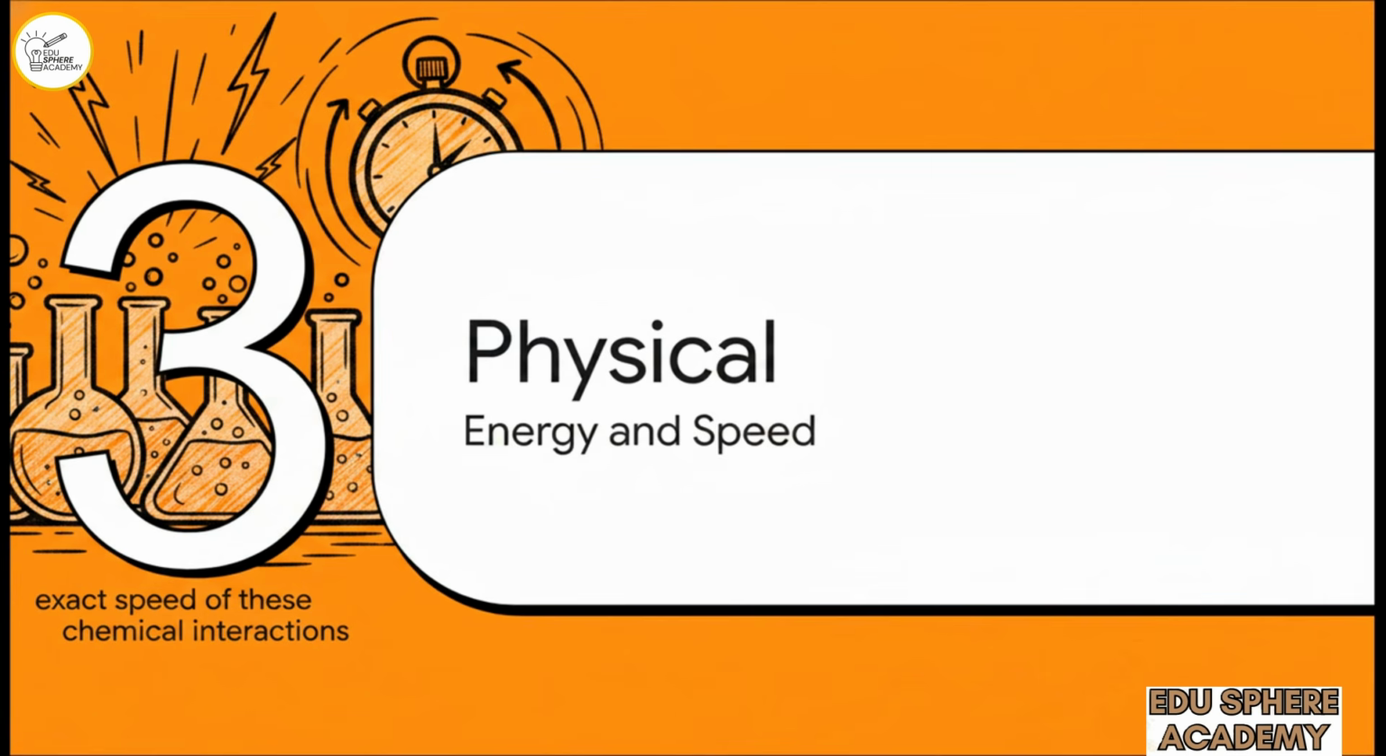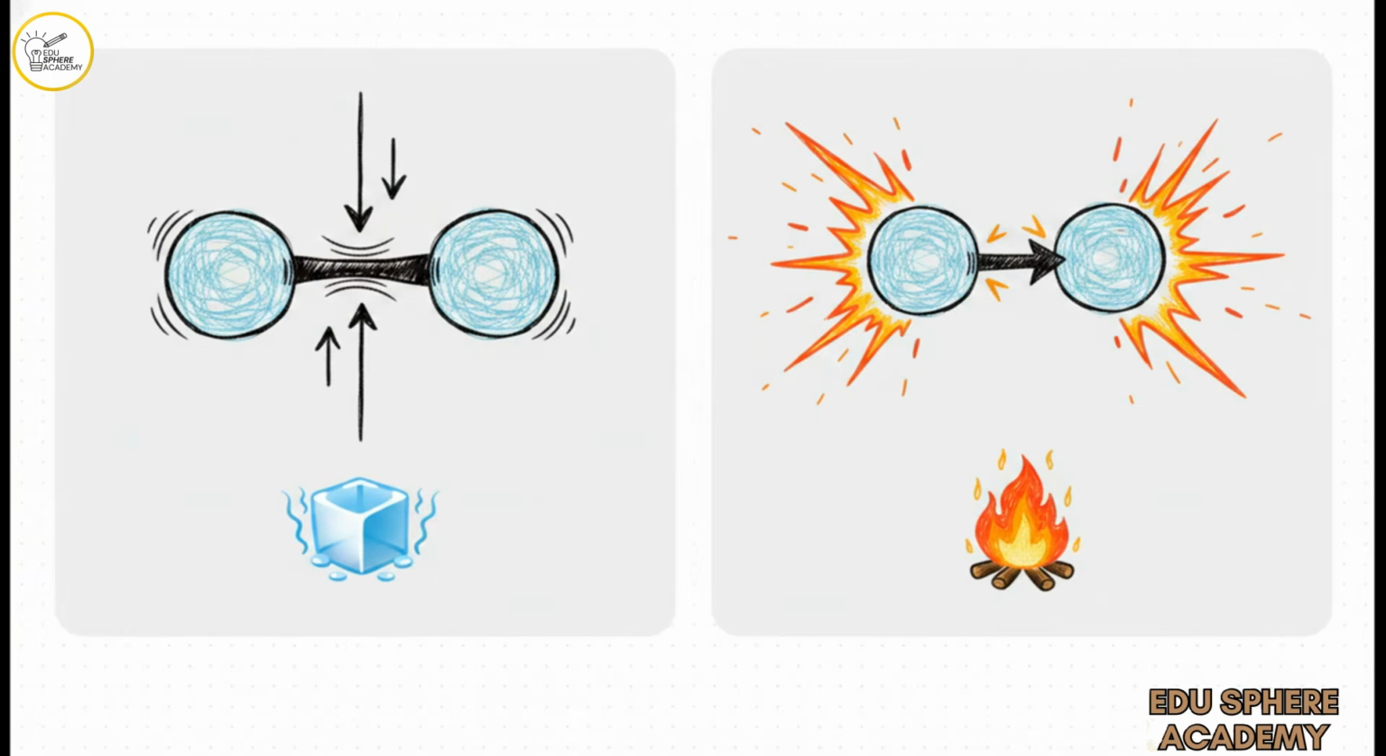All right, section 3, physical, energy and speed. There is a fundamental bedrock rule of chemical energy you need to remember right here. Breaking bonds always requires an input of energy from the surroundings. That's an endothermic process, indicated by a positive delta H. Conversely, making new bonds releases heat energy out to the surroundings. That's exothermic, and it gets a negative delta H.